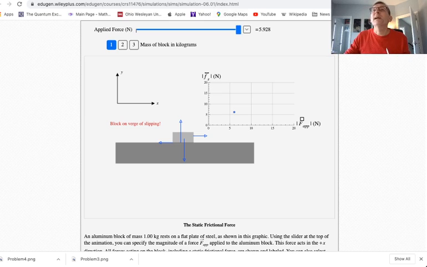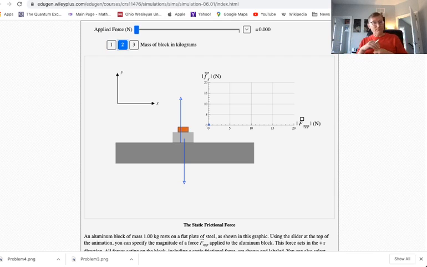Now what I'm going to do is take away the applied force and double the mass that's sitting there. It's now 2 kilograms total. You can see F grav got longer down and F normal got longer up to balance. And now let me apply the force to the right again. And I keep making the applied force bigger, and F static keeps getting bigger and bigger. And now I have to go all the way up to 11.968 newtons to get to the verge of slipping.